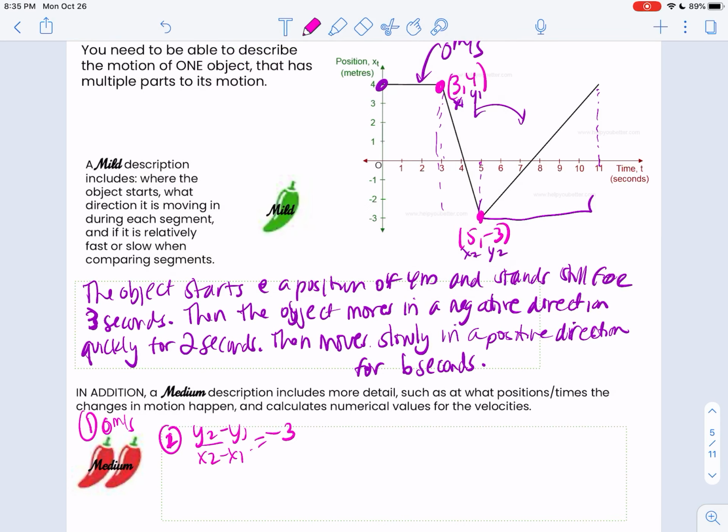So I'm going to have negative 3 minus 4 meters, okay? So that's this one minus this one, all right? And then 5 minus 3, and that's going to be seconds. 5 minus 3, all right? So that's going to be negative 7 in 2 seconds, or negative 3.5 meters per second. Okay, so that's the velocity for that second segment.